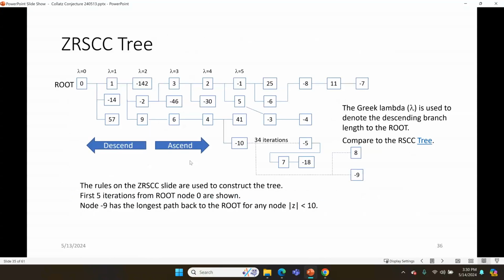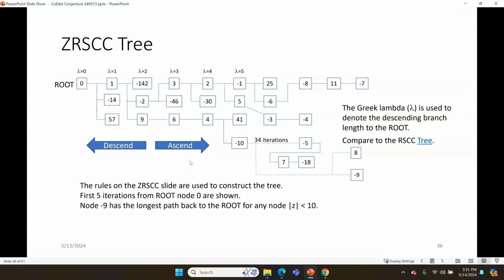So this is a representation of the Z reverse simplified Collatz conjecture with the nodes labeled with the integers in Z as opposed to integers in N. So the root is Z equals 0 on the left. It ascends to nodes 1, negative 14, and 57. Node 1 then ascends to nodes negative 142, negative 2, and plus 9. Negative 2 ascends to nodes plus 3 and negative 46. Plus 3 ascends to nodes 2 and negative 30. 2 ascends to nodes negative 1 and 5, and so forth.